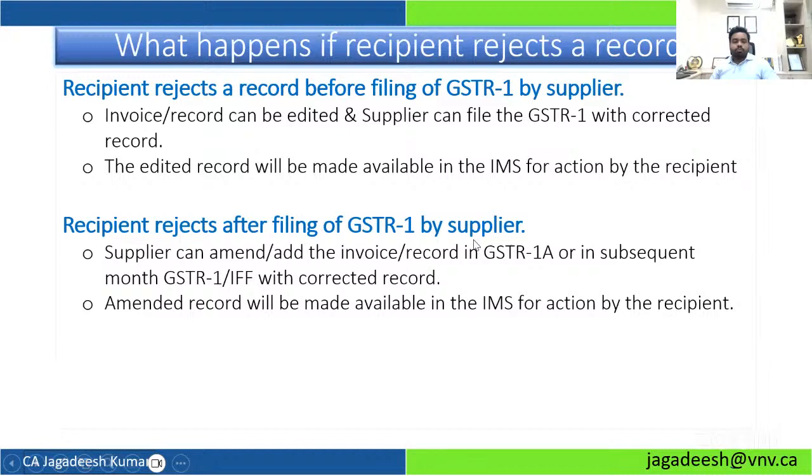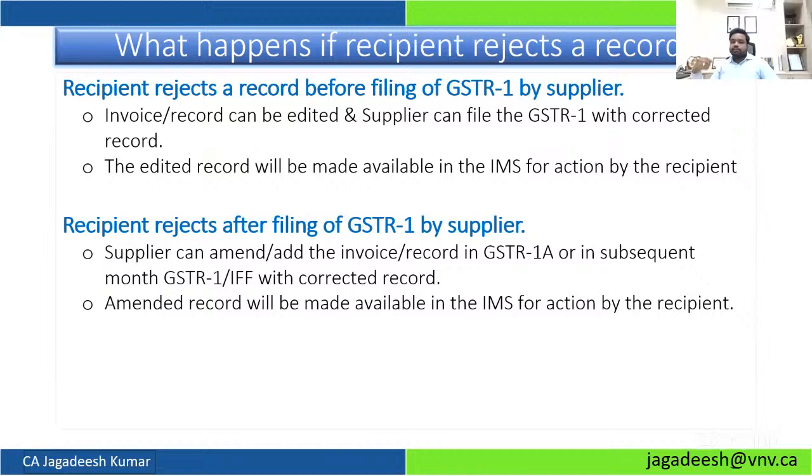Okay. Now moving on to what happens if a recipient rejects a record. So if my recipient rejects a record before filing of GSTR 1 by my supplier. We discussed earlier that any invoice or record can be edited and the supplier can file GSTR 1 with the corrected record. If before filing of GSTR 1 by the supplier I reject any invoice, he can correct it or he can reissue another invoice.